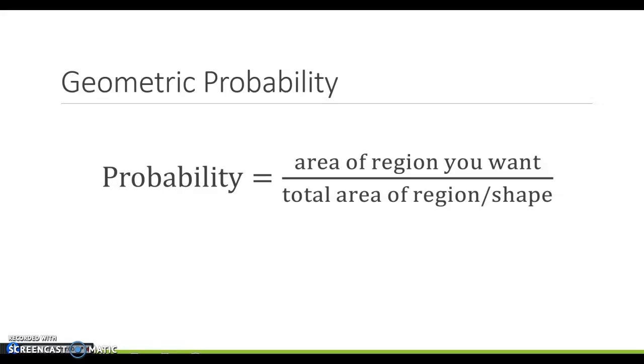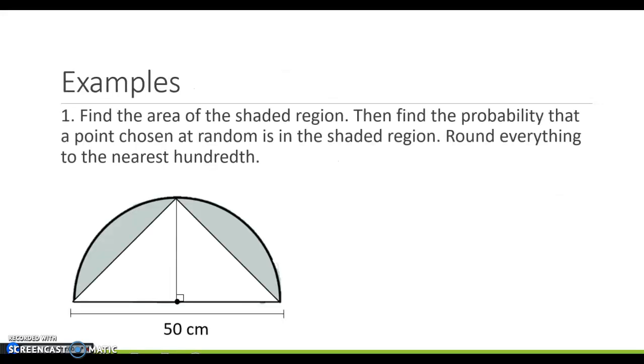So let's do our example here first. We're first going to find the area of the shaded region of the shape shown below, and then we're going to find the probability that a point chosen at random is in the shaded region. And we're going to round everything in this example to the nearest hundredth because probability is typically rounded to the nearest hundredth when we're discussing probability. So let's first look at how we're going to find the area of the shaded region.